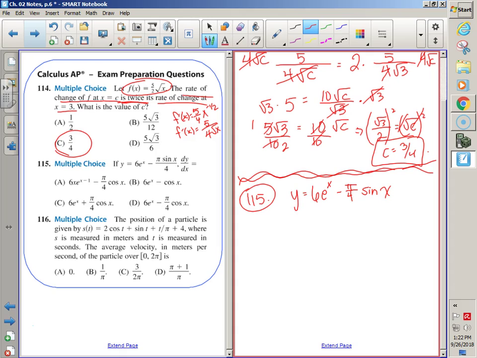Oh, sweet. Then the derivative is easy, because then y prime or dy dx, however you write it, what do I do with the 6? Leave him. He's a constant. What do I do with the e to the x? Derive him. It's e to the x. What do I do with the pi over 4? Leave it. And what do I do with the sine? Derive it. Is there an answer that matches that? Yes, indeed there is.